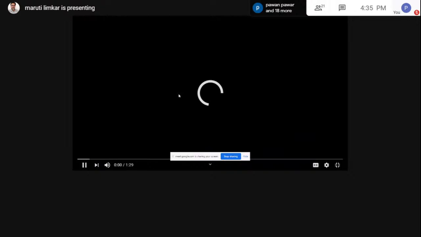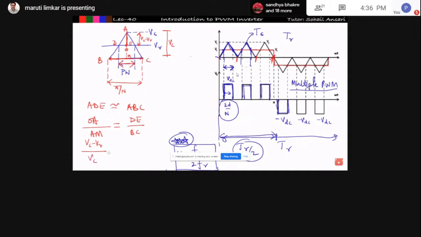DE upon VC, I can write according to similarity, right? So OA is nothing but VC minus VR. So this is written as VC minus VR upon VC is equal to DE, which is the width of each pulse. So let us denote that as W, width of each pulse, upon BC, which is equal to pi by n. So from here you can easily get the width of each pulse, W, that is equal to pi by n into 1 minus VR upon VC.